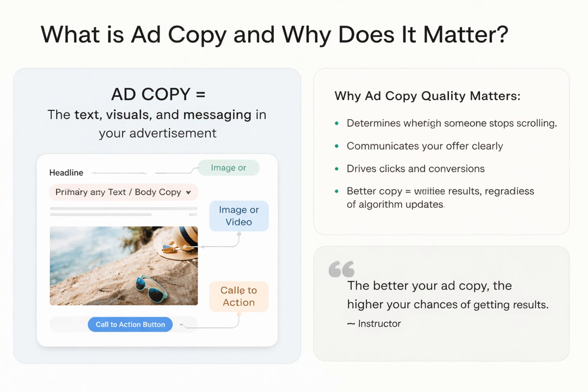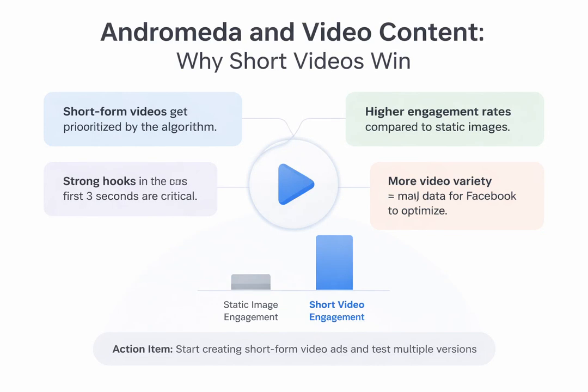It's that straightforward. One of the most actionable takeaways from the Andromeda update discussion is the emphasis on short-form video content. The instructor makes it very clear that under Andromeda, video, especially short video, is being prioritized by Facebook's algorithm over static images. Why? Because video naturally drives higher engagement. People watch, react, share, and comment on videos more than they do on images. And when engagement goes up, Facebook's algorithm interprets that as a signal that your ad is relevant and valuable, so it shows it to more people.